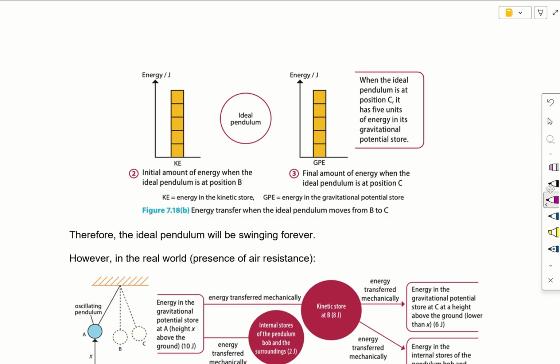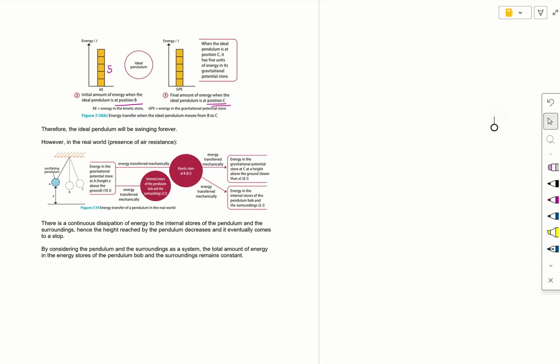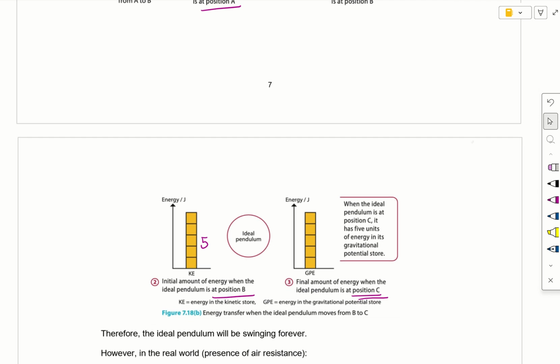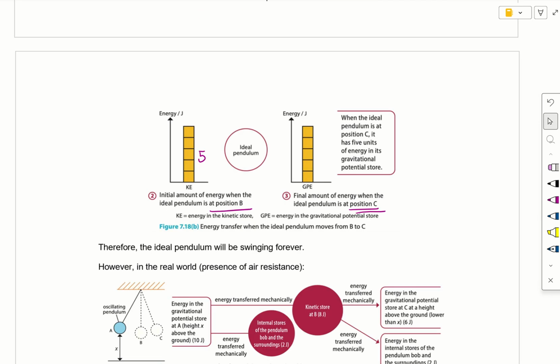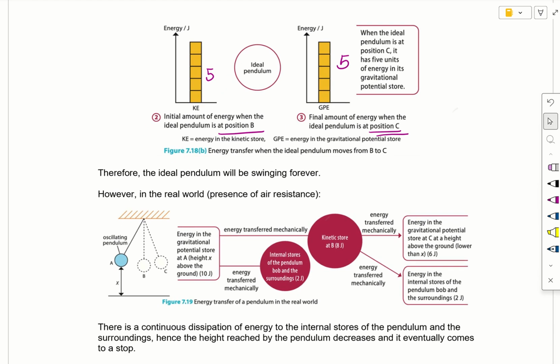And if we were to continue, at position B we have 5 units, and we are still talking about this ideal pendulum. So this energy will be transferred to the energy in the gravitational potential store when it is at position C. We find that we start off with 5, and it ended off with 5 as well, meaning no energy has been transferred to the surroundings.